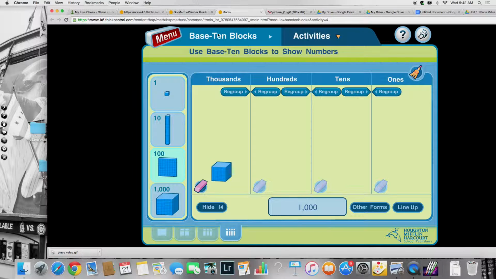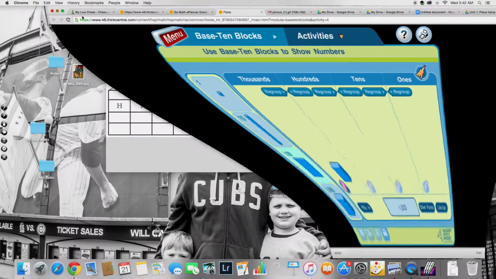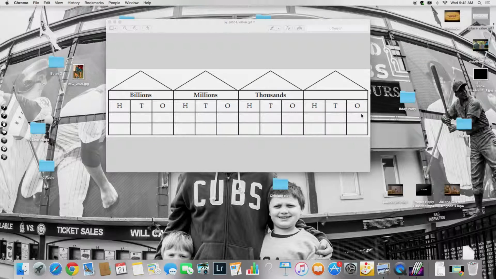So base 10, we always hear that it's base 10 because you regroup in 10s. And once we have 10, we move it into the next group. Once we have 10 ones, we make a 10. Once we have 10 10s, we make 100, just to help keep it organized. And it's nice and neat.